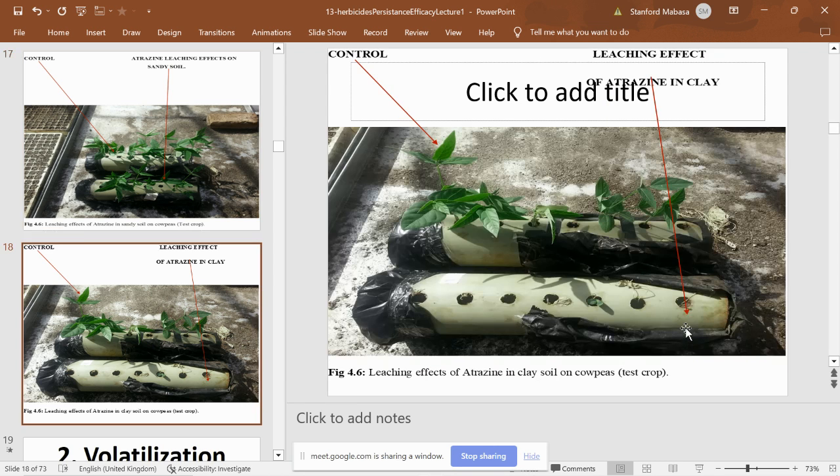But in the case of heavy soils, this is the control. The heavy soil tended to retain the herbicide, and it killed this sensitive crop. You can see nothing on the holes. It was a clear demonstration that the clay soils could retain the herbicides, and then they can actually cause residual problems.